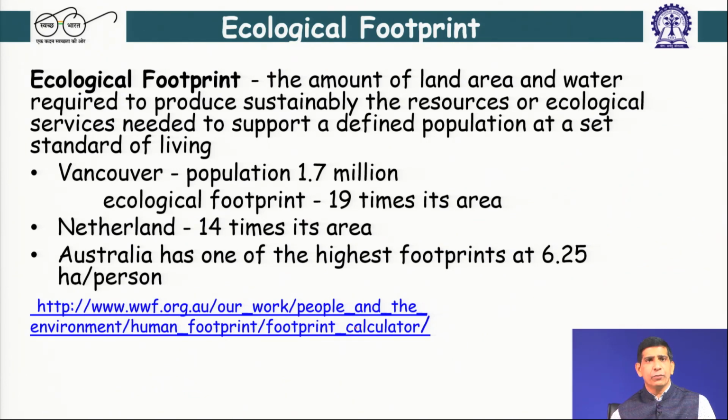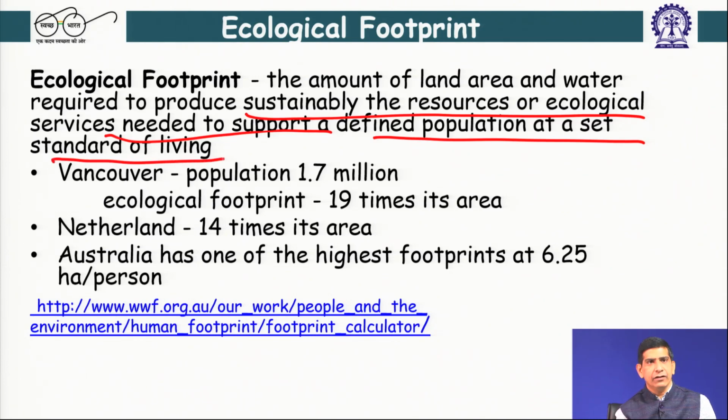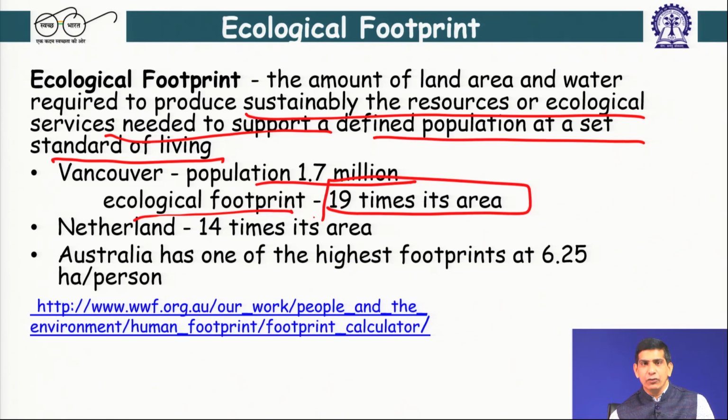Now, ecological footprint means the amount of land area and water required to sustainably produce the resources or ecological services needed to support a defined population at a set standard of living. For example, Vancouver has a population of 1.7 million. Vancouver is in Canada, and its ecological footprint is 19 times its area. So you actually need 19 times the area of Vancouver to produce all the resources needed to support the 1.7 million people in Vancouver. That's not a sustainable lifestyle, so we have to have a better lifestyle there.